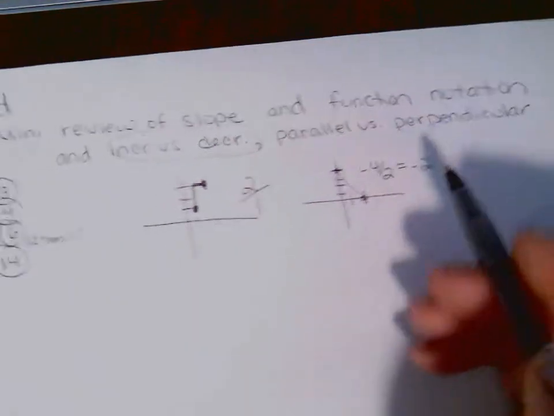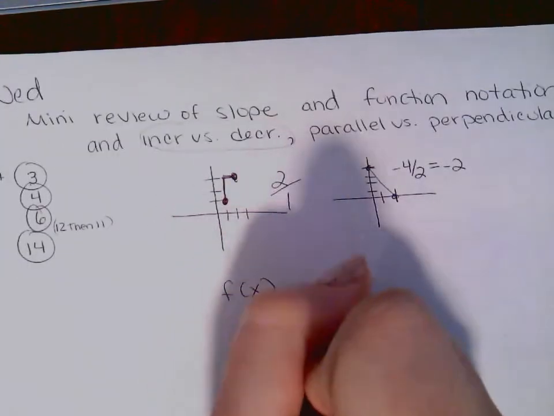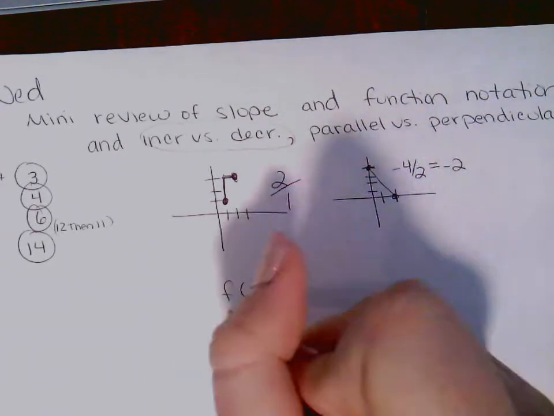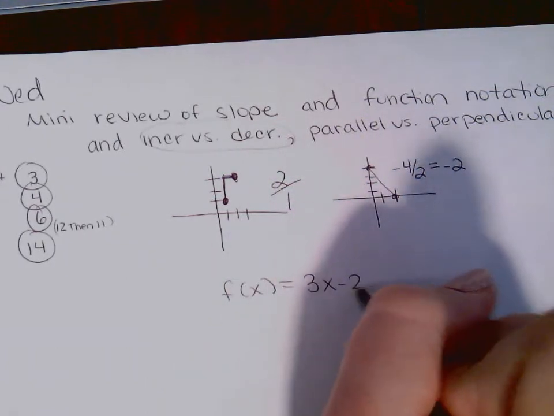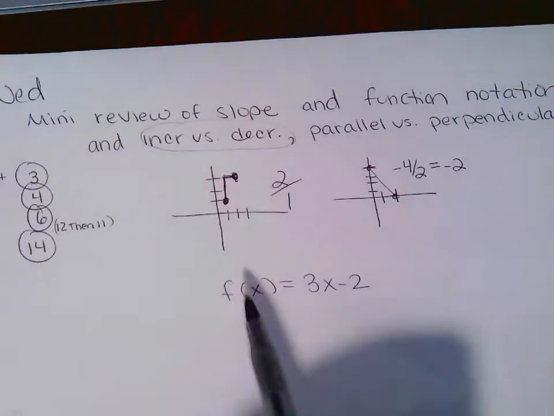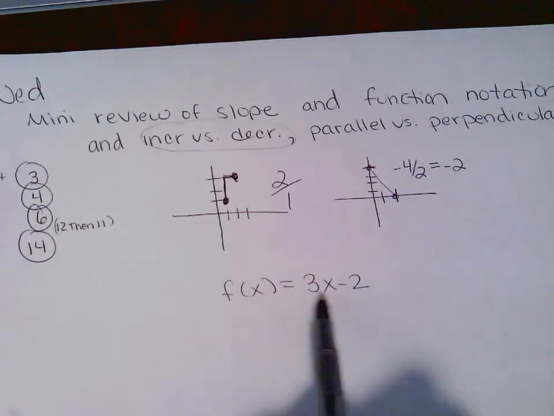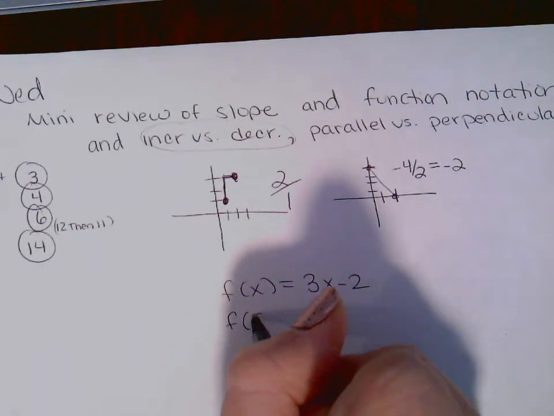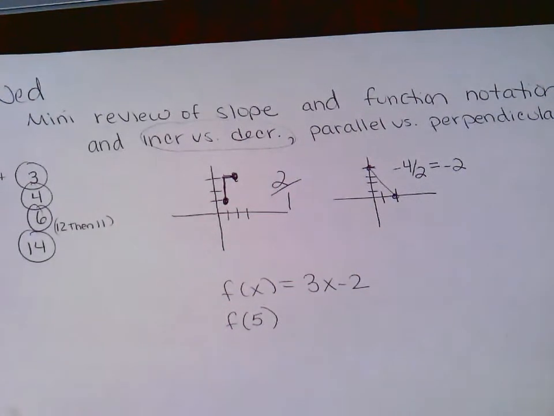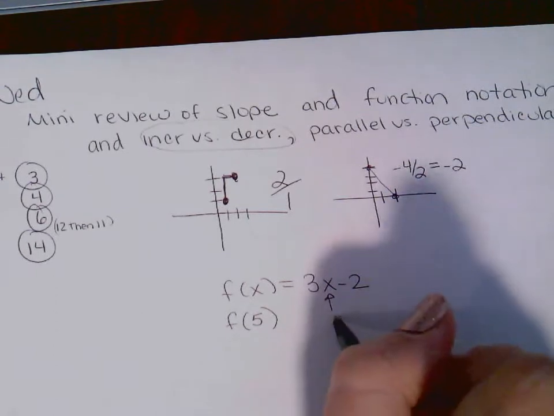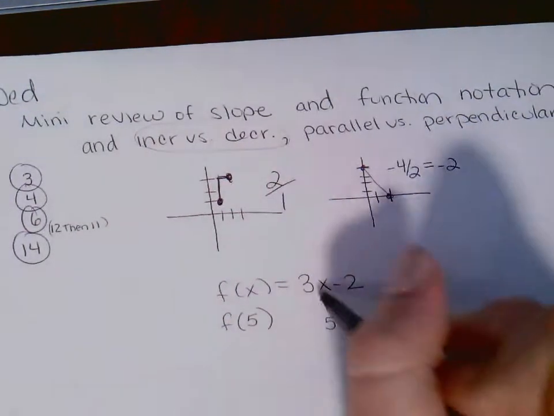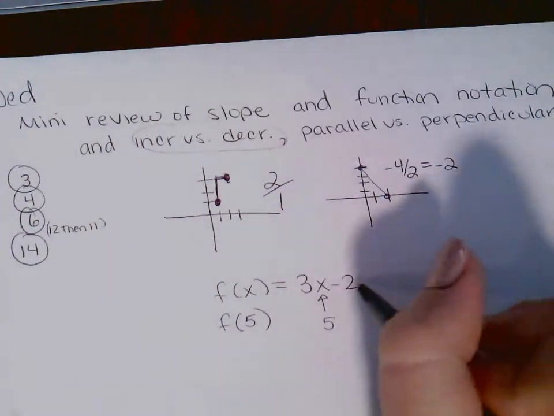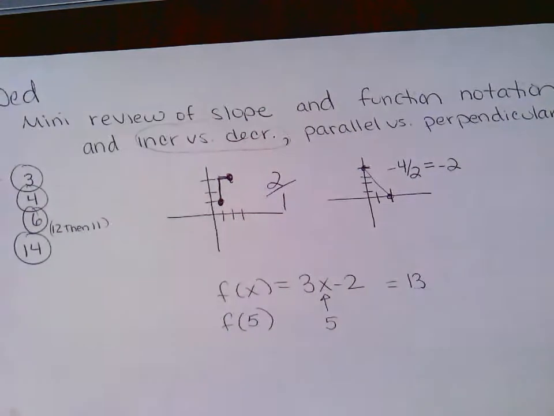Function notation, just remembering what this notation means. So for example, f of x equals 3x minus 2. That's a function. This is like saying y equals 3x minus 2. If I want you to find f of 5, all I want you to do is plug 5 in for x. So 3 times 5 is 15, minus 2 would be 13 as an answer.